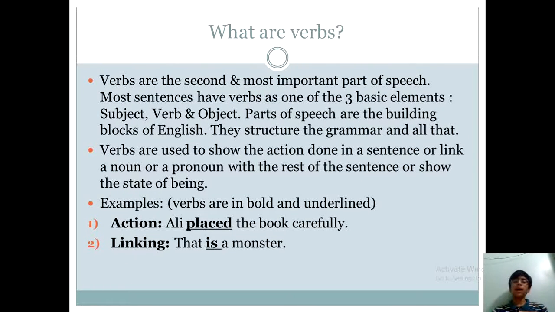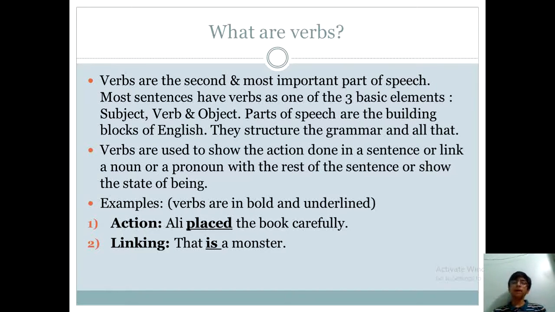Verbs are the second and the most important parts of speech. Most sentences use the verb as one of the basic three elements, which are subject, verb and object. Even a one-word sentence can be formed by a verb. For example, stop. There is only one word and that is a verb. So verb has great significance in the parts of speech.